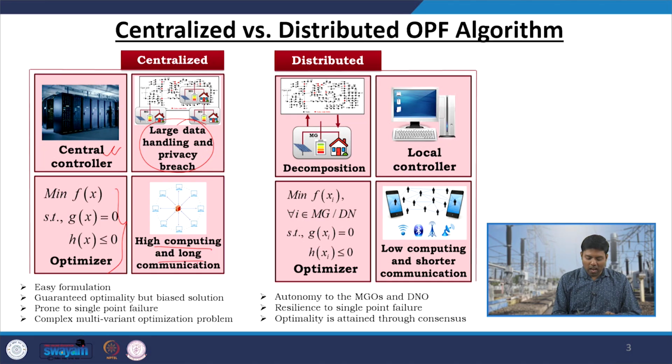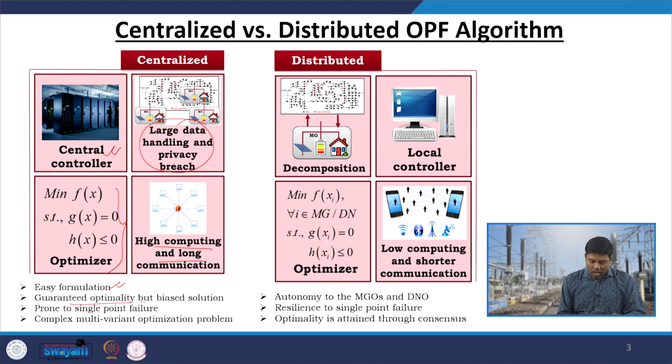So it needs high computing and long communication facilities. But the benefit is that it is easy to formulate, because you have everything in one place, so you can foresee the network condition just sitting at one place. So it is very easy to formulate the centralized problem.